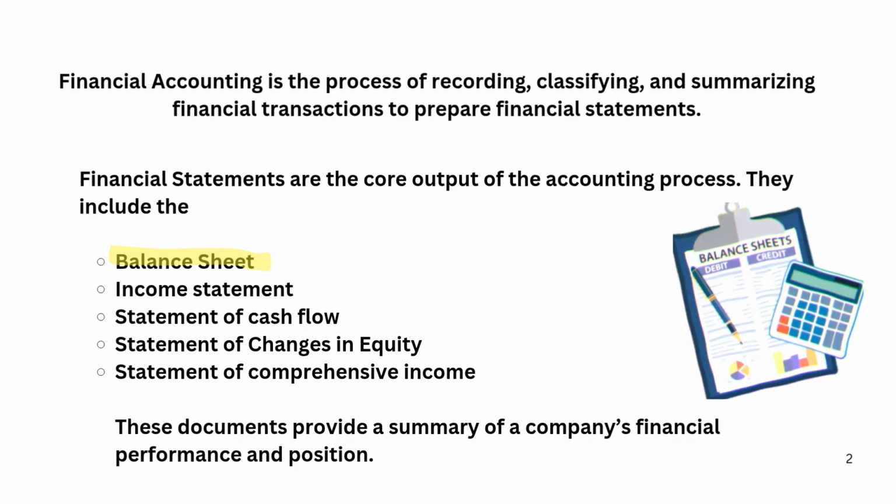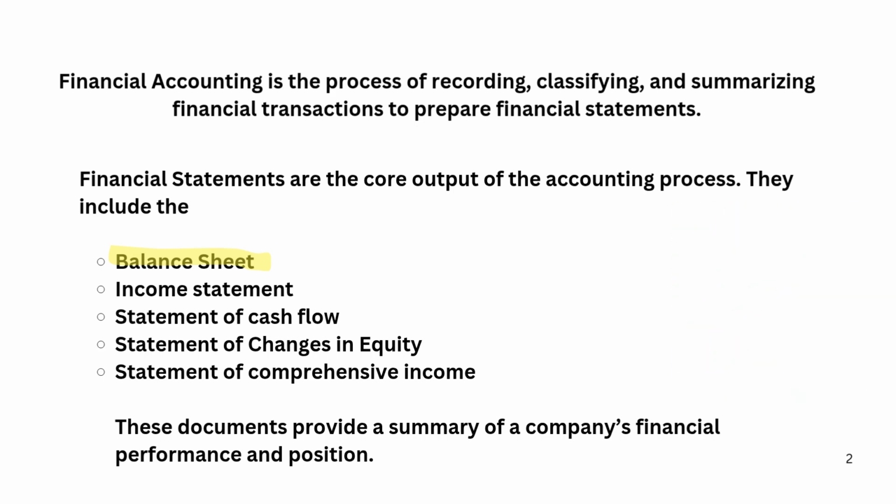Balance sheet. This shows what the company owns and owes at a particular point in time. It answers, what is the company's financial position? Income statement. This tells us if the company made a profit or loss during a period. It answers, is the business earning money or losing it? Cash flow statement. This tracks the actual cash coming in and going out. Remember, profit and cash are not always the same.